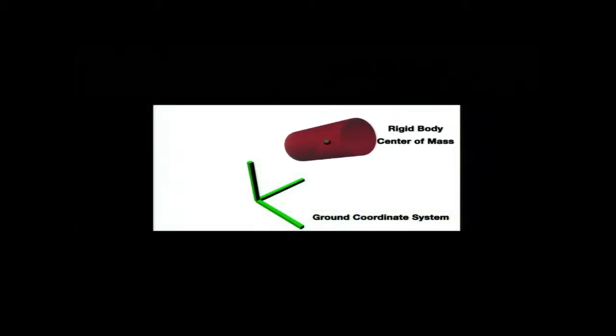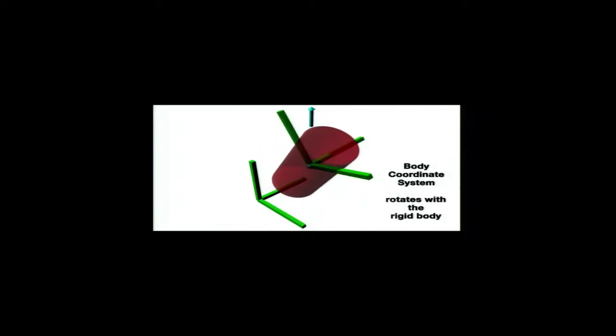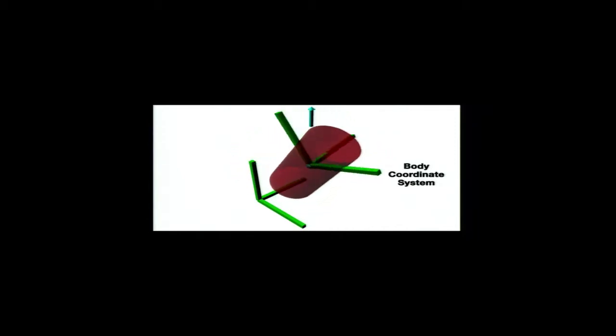No sound on this one. Here's the rigid body flying around in space. It has a center of mass. That's what we're going to choose in this discussion as the origin of the body coordinate system. The angular velocity vector goes through that, points off in some direction. The body coordinate system is attached to the rigid body and rotates with it.